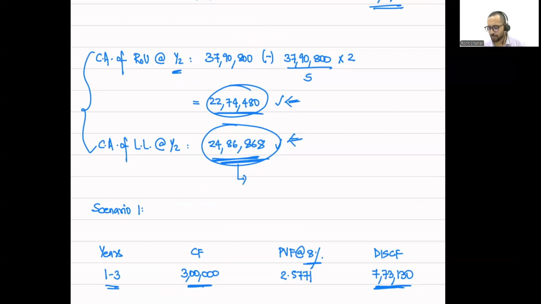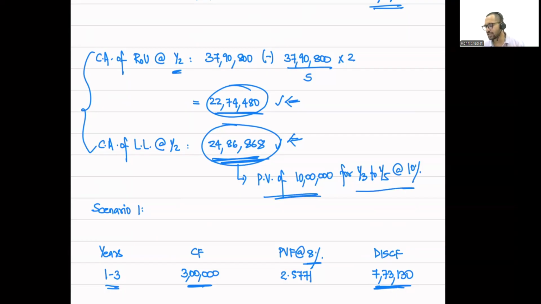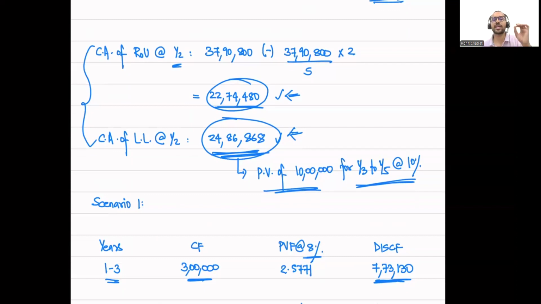So this 24,86,868 actually represents the present value of 10 lakhs that is going to be made for the next 3 years, for year 3 to year 5, discounted at 10 percent. All right. Remember, this 24,86,868, we calculated using the lease liability schedule. But in other words, this was also equal to the present value of 10 lakhs for the next 3 years at 10 percent.